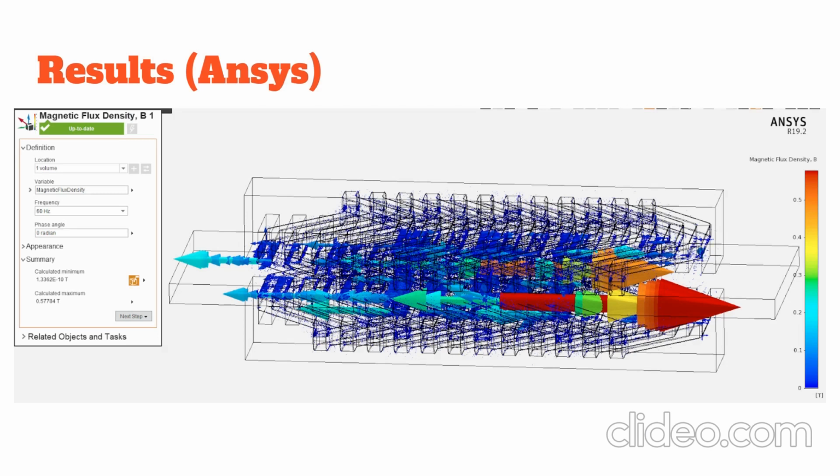After running Ansys and electromagnetic simulation, the magnetic flux density generated by the LIM had the maximum value of 0.5 Tesla.